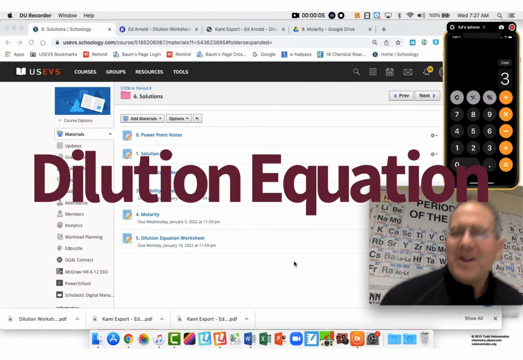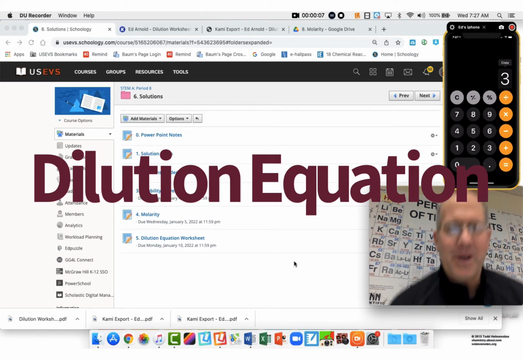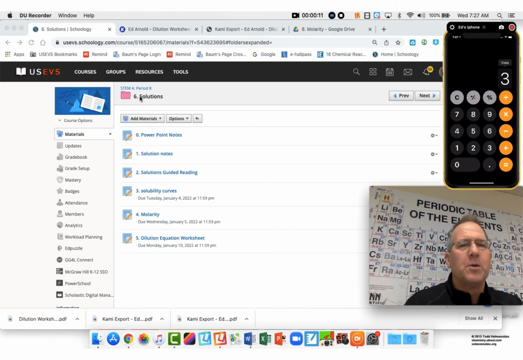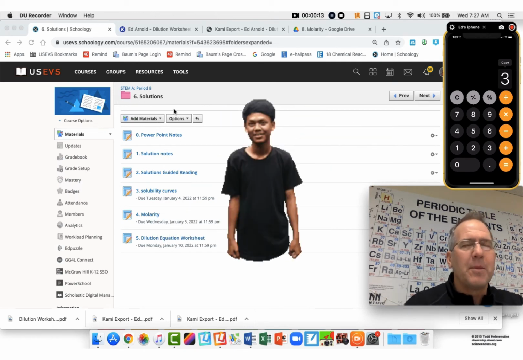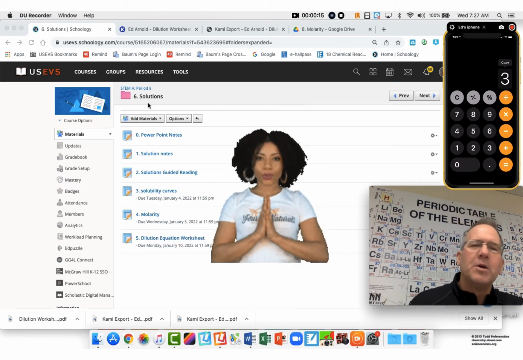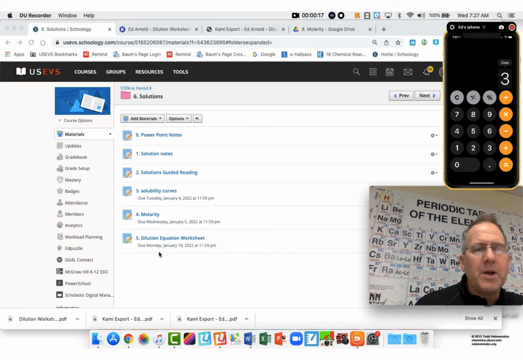We got our calculators ready. We're sitting by the periodic table. It's time to go. Hey, we're going to go into our solutions folder, and this is going to be the same for chem and STEM right now. But go into your solutions folder, and you're going to open up number 5. It's called Dilutions Equation Worksheet.